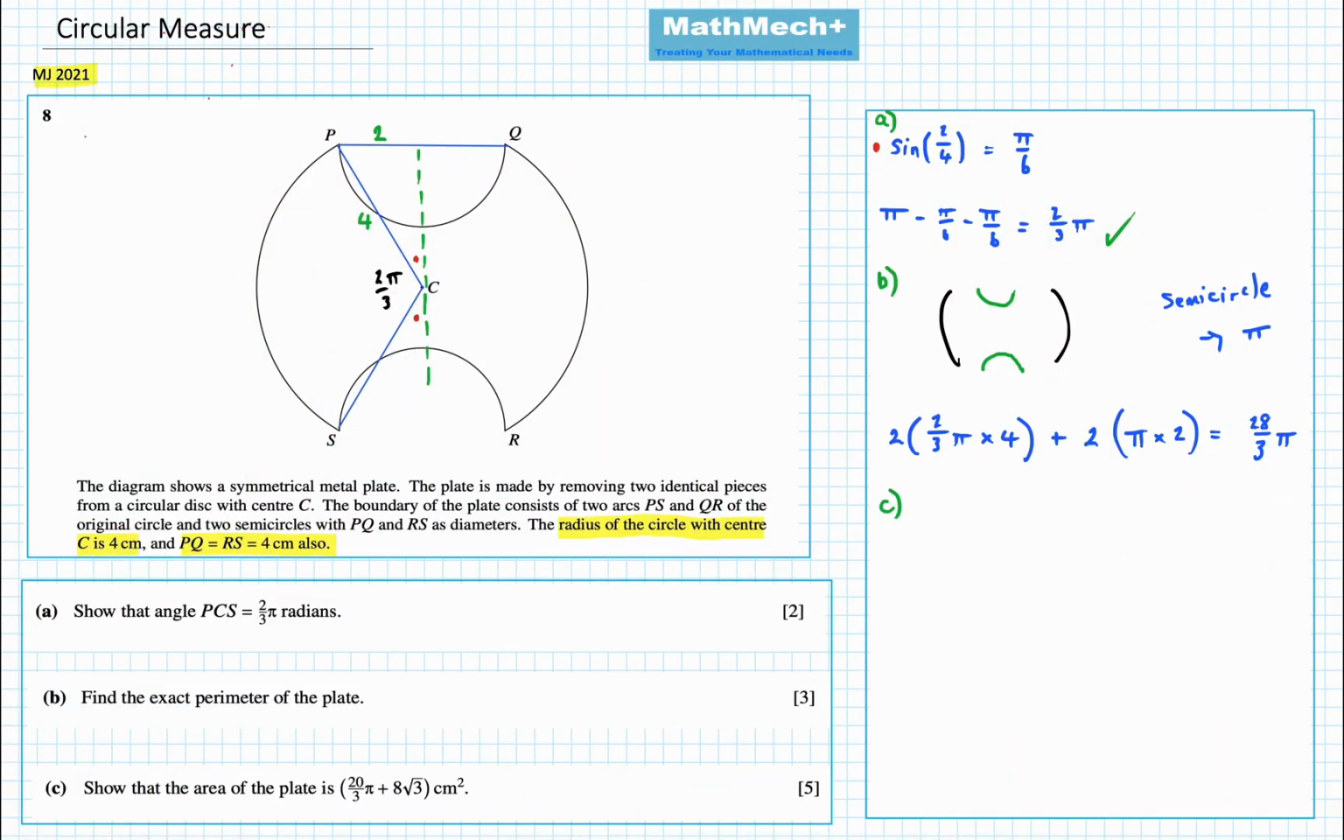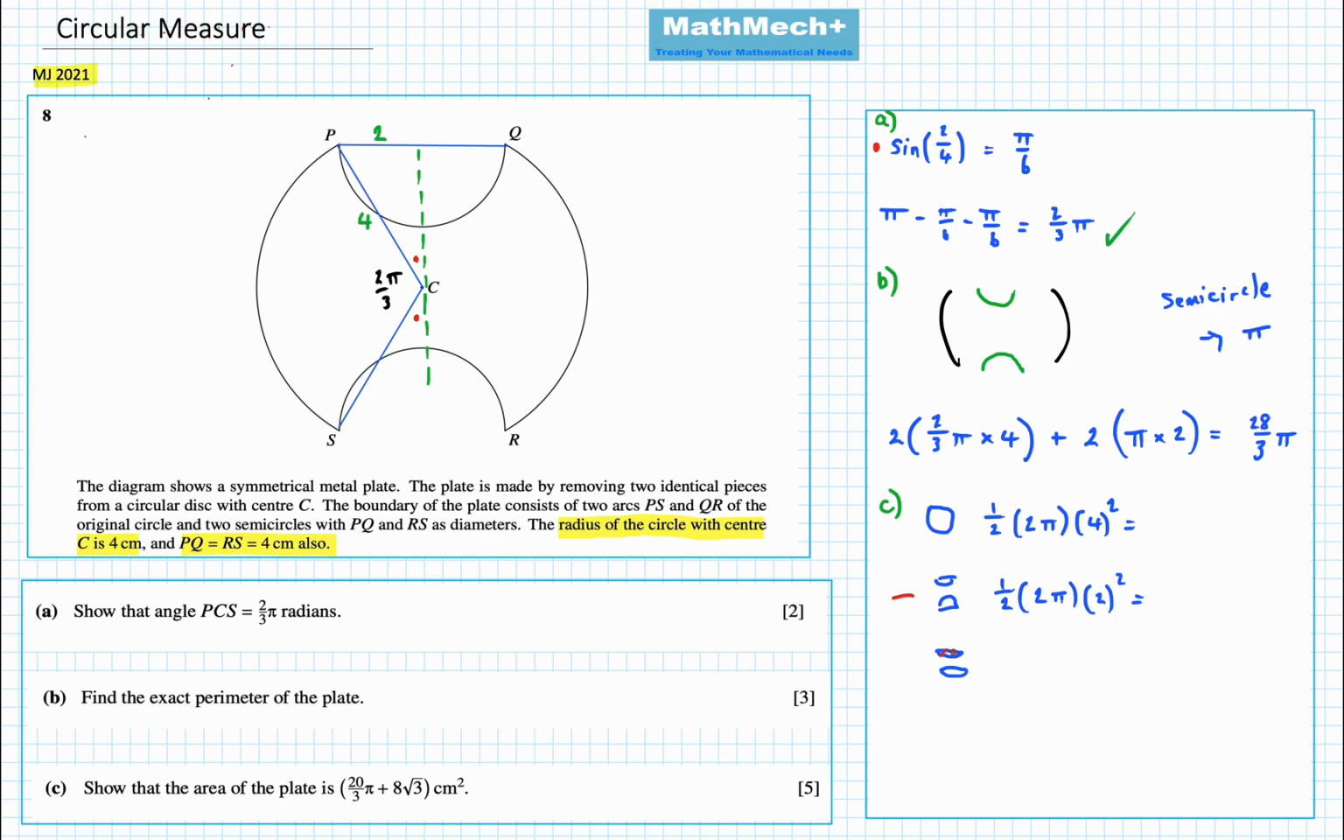So now we can have a look at part C and find the area of the plate. So there's our full circle. So 1/2 times 2 pi times radius squared. So that is equal to 16 pi. Then we have our 2 semicircle parts that were cut out of the plate, which is what the shape looks like now. So it's 1/2 times 2 pi times the radius of 2 squared. So that adds up to 4 pi.